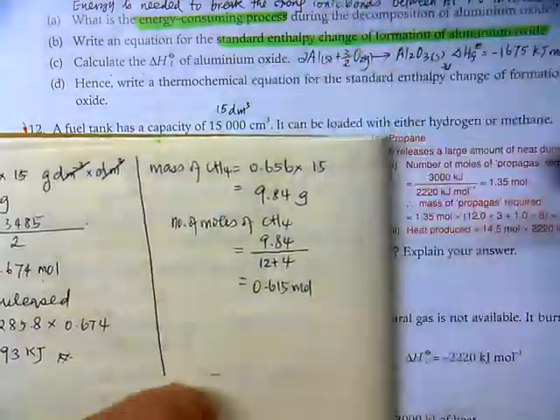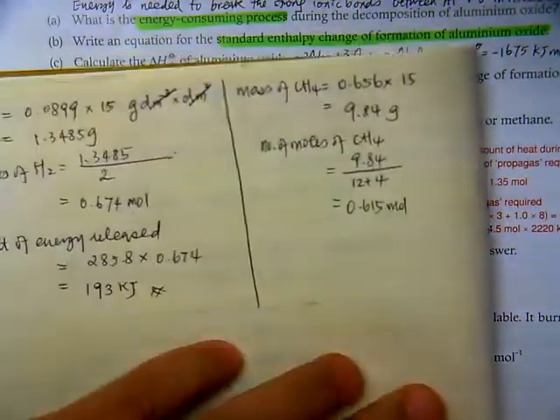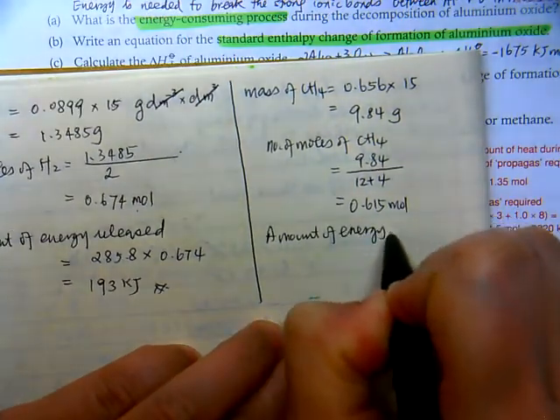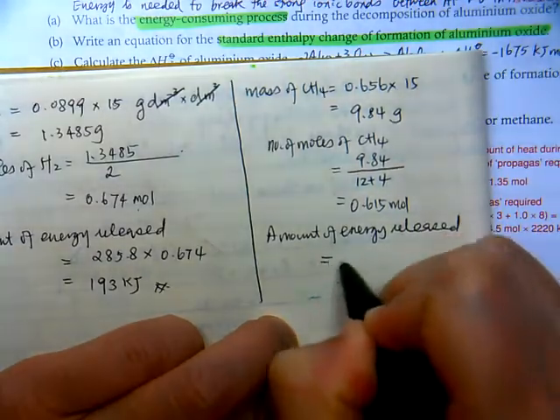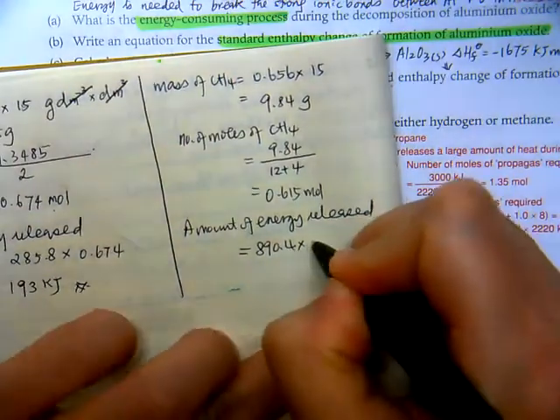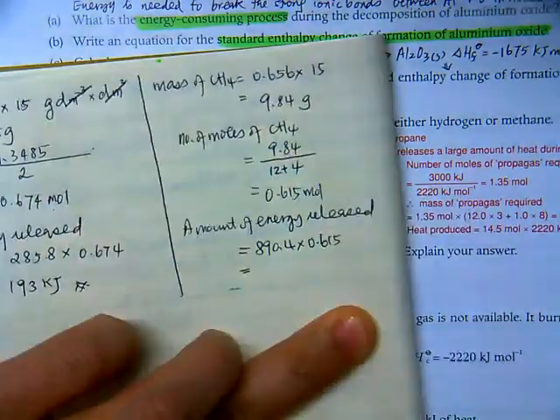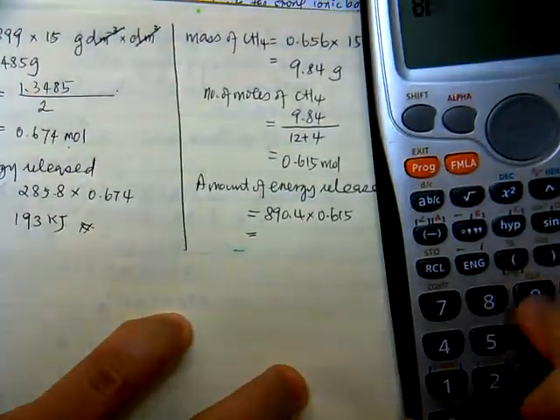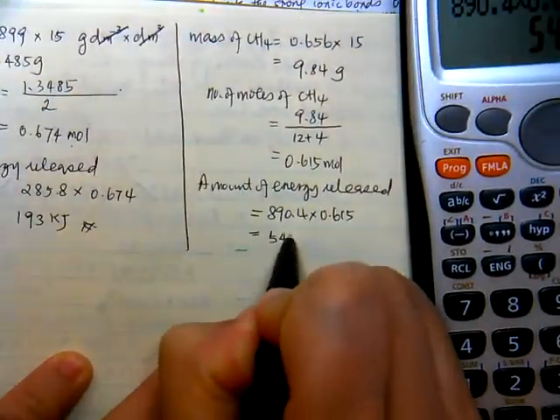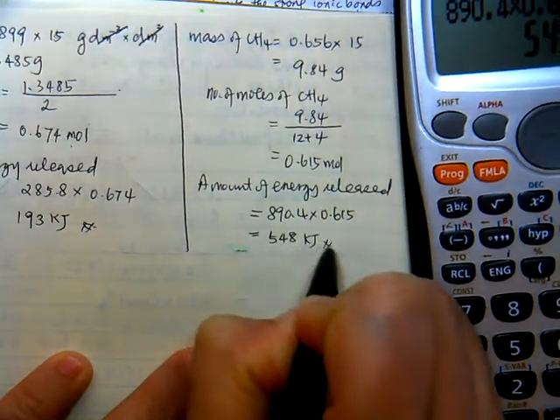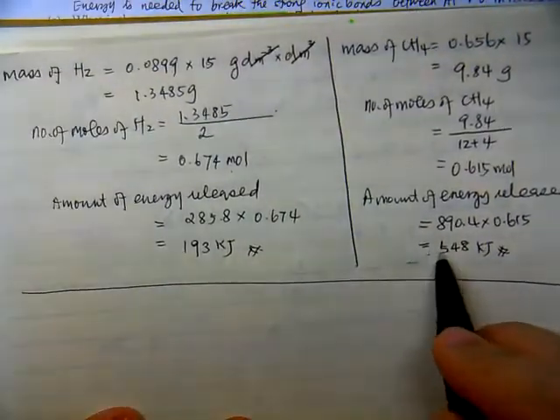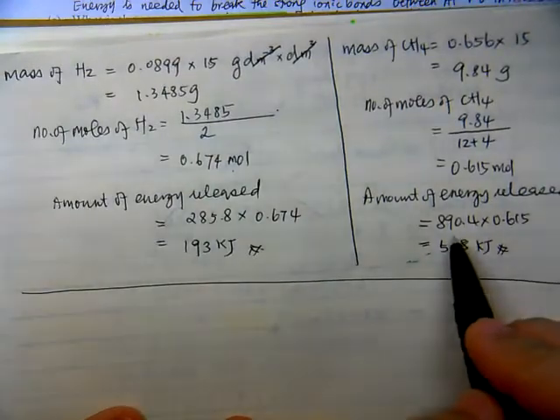Next, you need to refer to the heat of combustion to calculate the amount of energy released. Amount of energy released is equal to 890.4 times 0.165. 578 kilojoule. Now, in other words, for the same container, okay, amount of energy released of methane is larger.